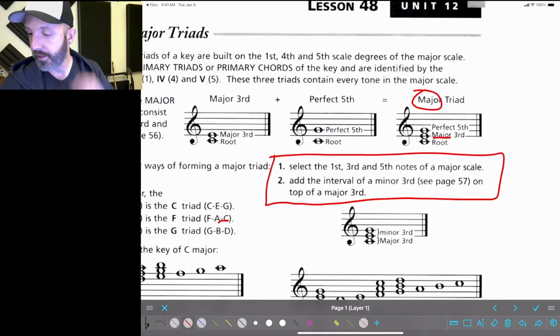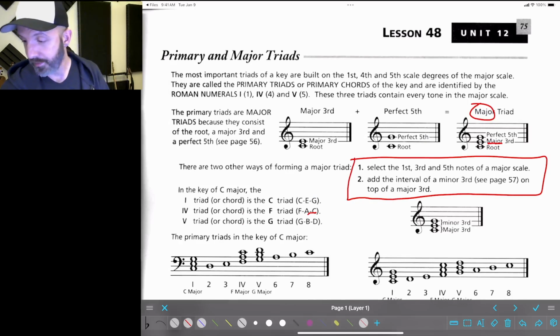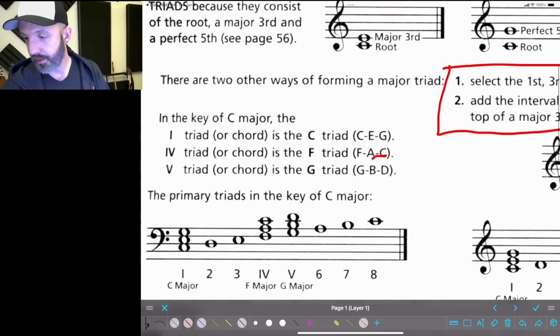All right, we'll get into that as we get into secondary triads and stuff like that. That's going to be next unit. For now, we're just worried about 1, 4, 5. So there you go, the key of C major. They've spelled that out for you.